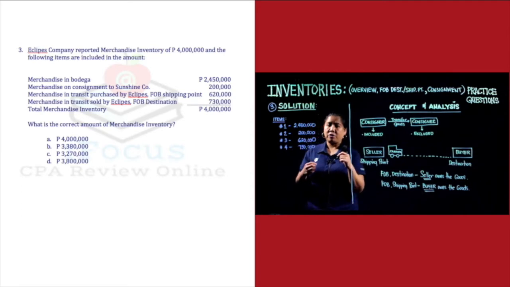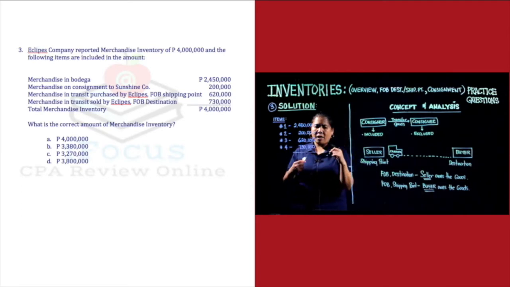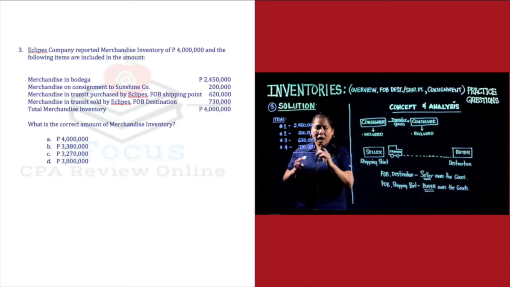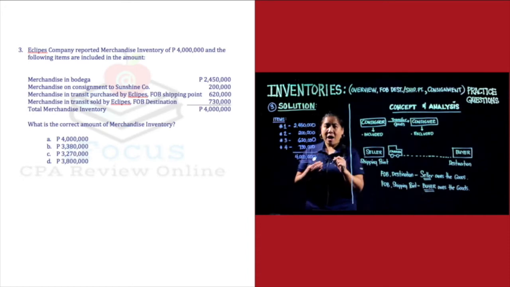amounting to 730,000. So, ang total ng ating merchandise inventory ay parehas lang sa 4 million. So, lahat po ng items ay kasali. So, our answer is letter A.